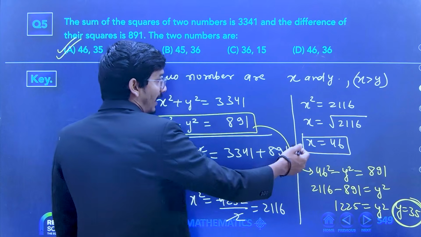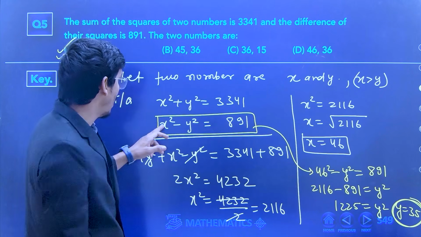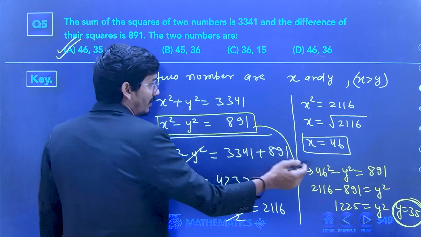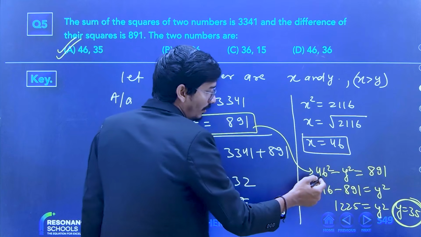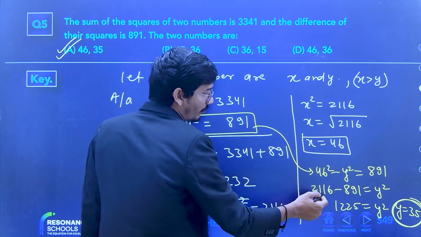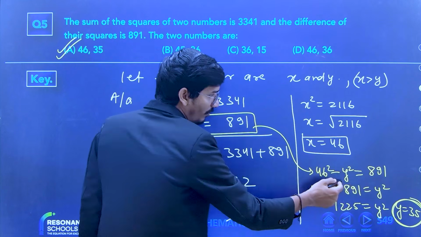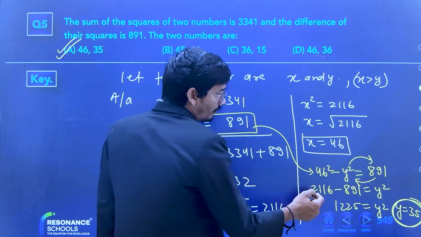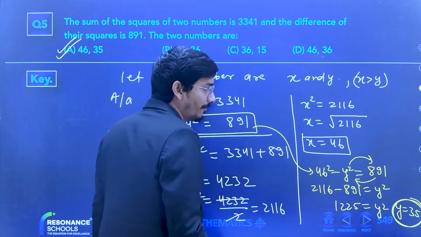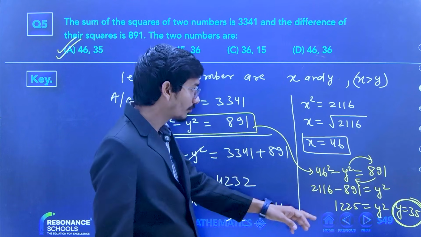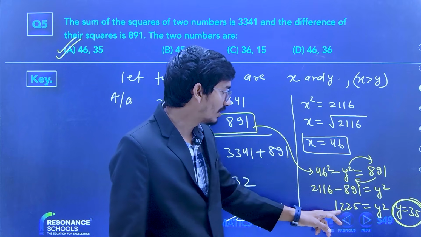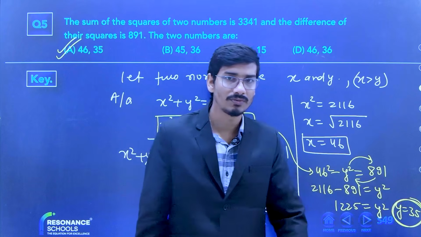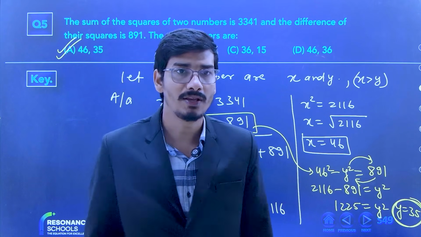So x equals 46. Now I am using the second equation: x square minus y square equals 891. So x square means 46 square, 2116, minus this term will come to the left-hand side and this term will go to the right-hand side. So 2116 minus 891 equals y square. When you subtract this quantity, you will get 1225 equals y square. So y equals what? 35.